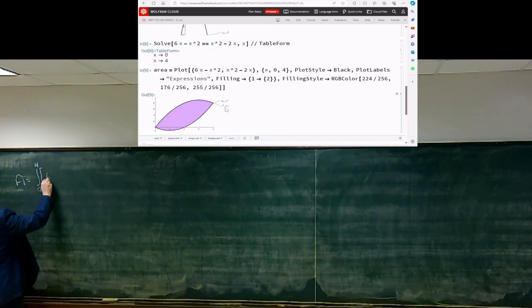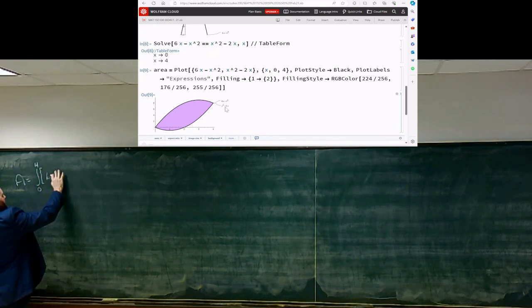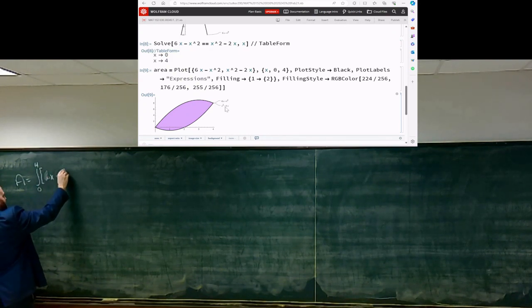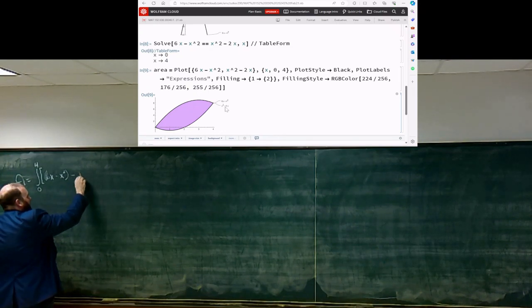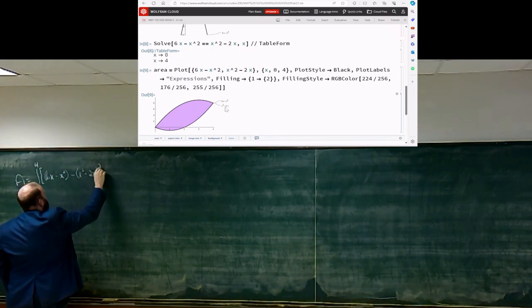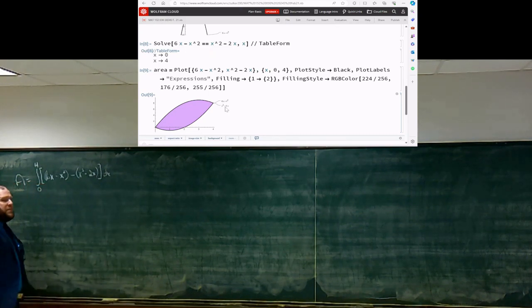6x minus x squared. And then, probably gonna put that in parentheses. And then minus x squared minus 2x. That's also in parentheses. Do not forget your parentheses. And now let's simplify that.